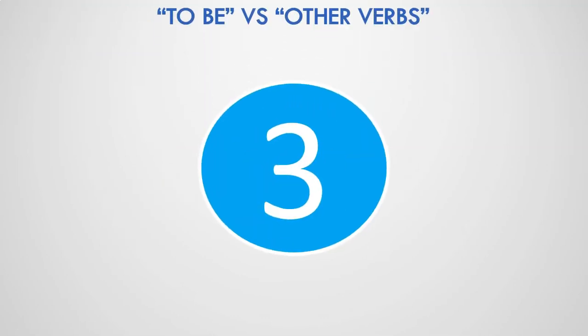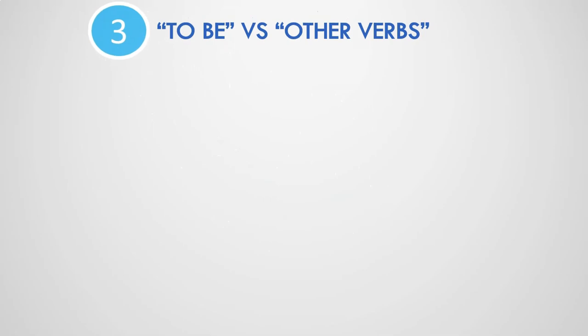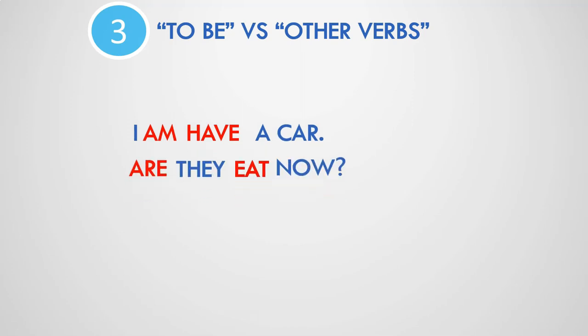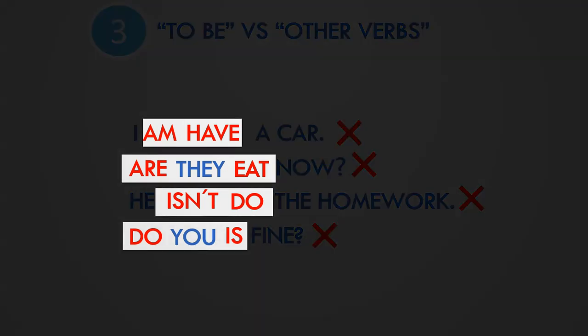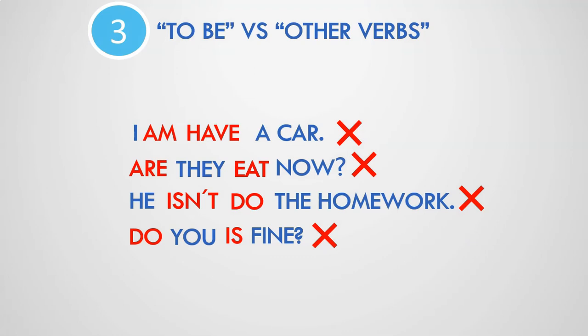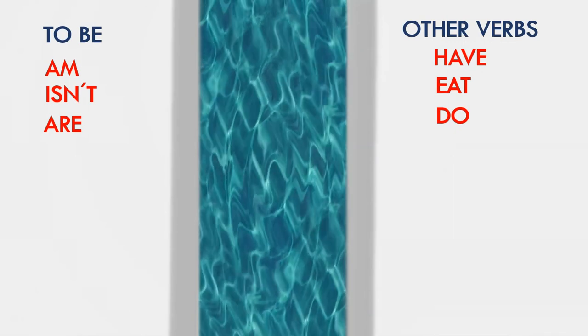Third thing is avoid mixing the verb to be with any other verb in the simple present. They have a different structure. They behave differently. Let's take a look at the following sentences. I am have the car. Are they eat now? He isn't do the homework. Do you is fine? Every one of these examples is perfectly wrong. As you can see, we are mixing the verb to be, am, are, and is with the verbs have, eat, and do, which is not correct in the simple present. This is a common beginner's error, so you should avoid it. Create a mental division between them and avoid committing this sin.